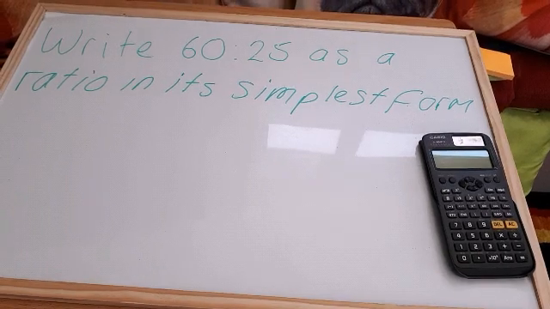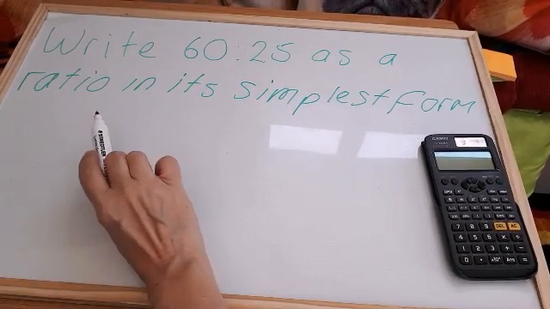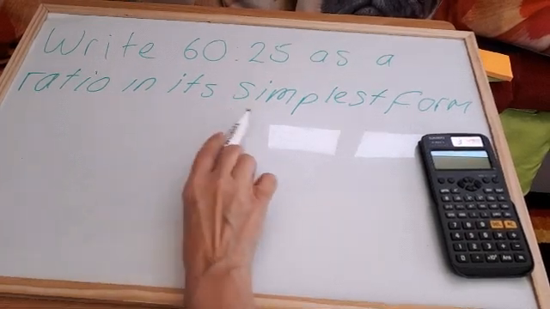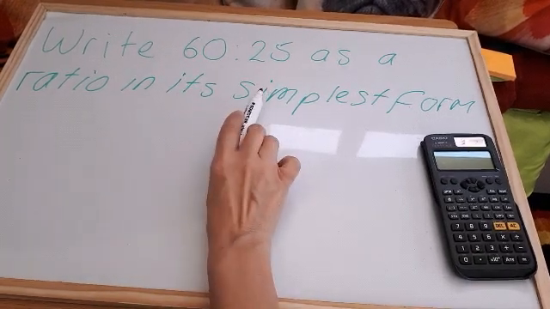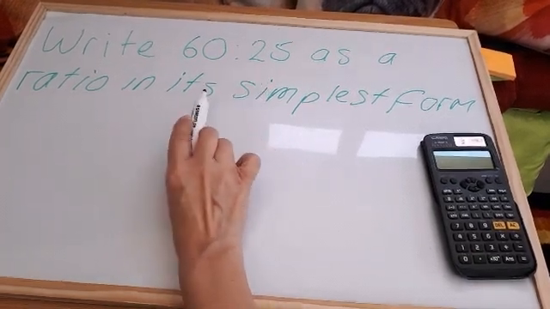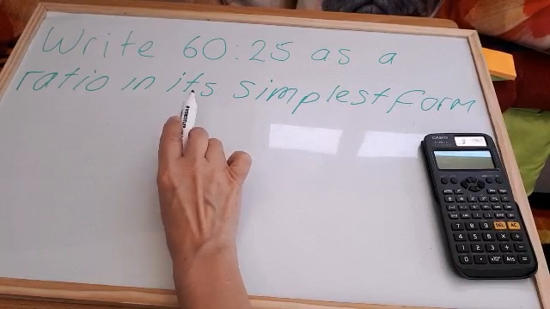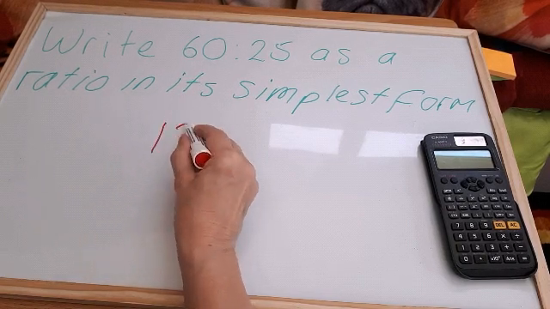Next, we're having a look at a similar question to the first one, however it's written slightly differently. Write 60 to 25 as a ratio in its simplest form. 60 to 25. Instantly we can see that a factor of both is 5. 60 is divisible by 5 and 5 goes into 60 12 times.